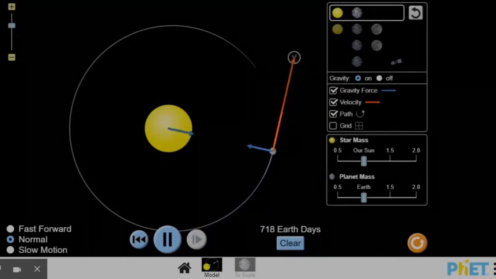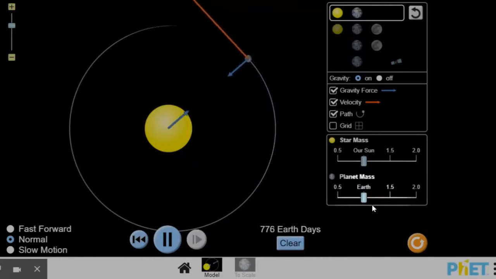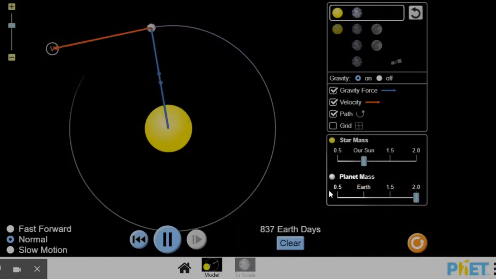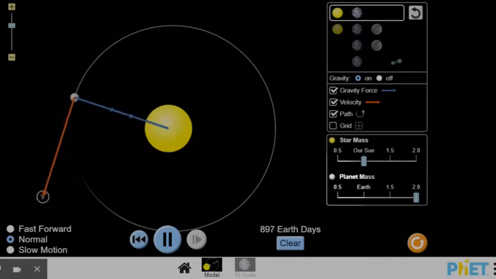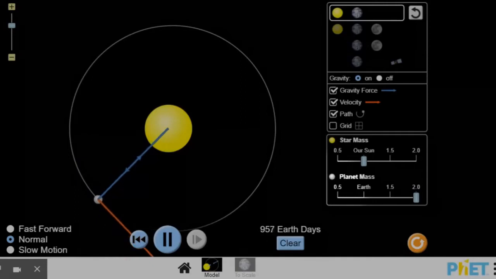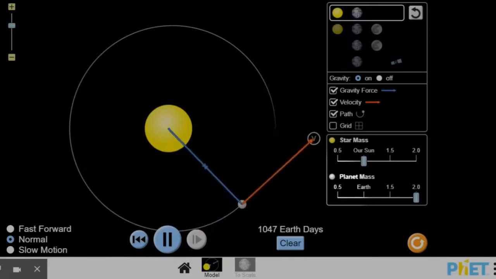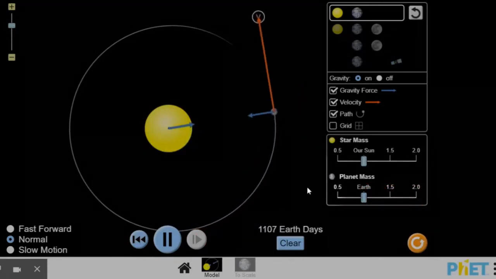What I'd like to do is just look at the effect of changing the planet's mass. So if the Earth was twice the size, we get no effect on the orbital velocity or the orbital distance that we have it at. So it's not a factor, as we've discussed with satellites before. Let's put it back to its actual size.